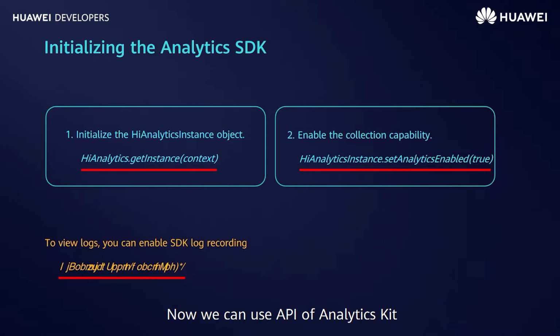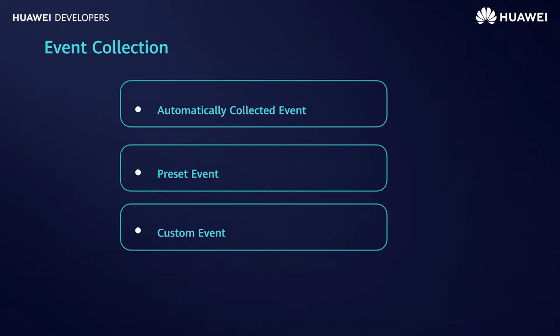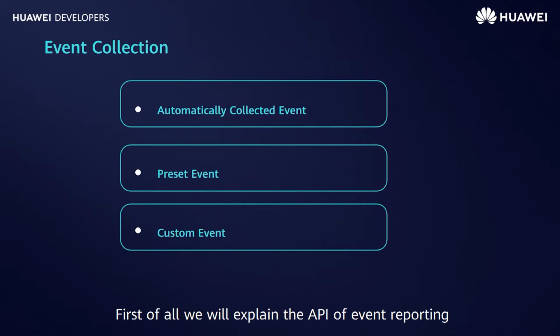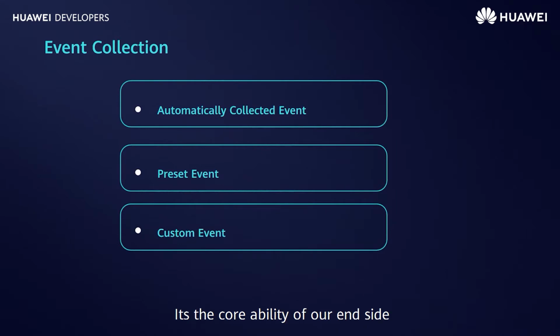Now we can see API of Analytics Kit. First of all, we will explain the API of event reporting. It's the core ability of our end side. Event reporting at the end side can be divided into three ways. 1. Reporting of automatically collected events. 2. Reporting of preset events. 3. Reporting of self-defined events. Now we will explain in detail.